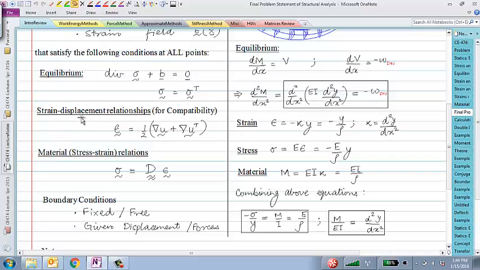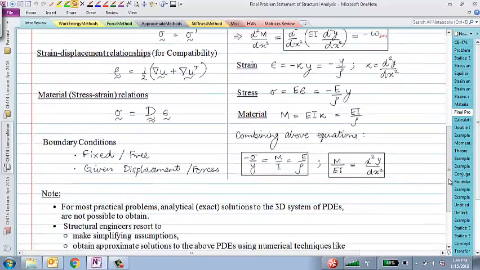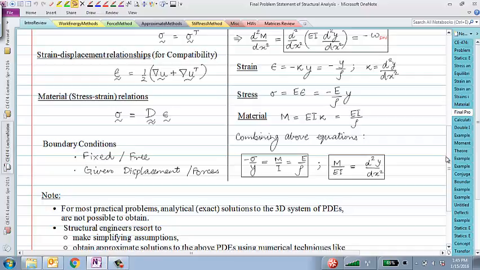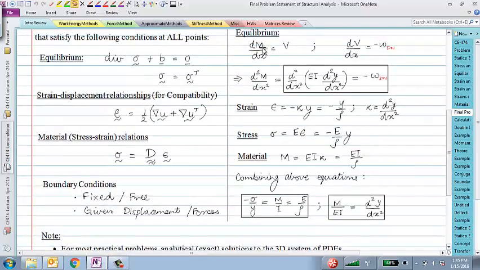In addition to that, we are using exactly the same concepts to solve any structure. Strain displacement relationships for 3D materials are again complicated, but for our case, we defined curvature as d squared y over dx squared. Material relationships were again complicated in 3D cases, but in our case, we are saying for beams, we'll relate bending moment with curvature using EI. That's the simple relationship for material behavior that we are using. And if you combine all of these relationships of equilibrium, strain, stress, and material, you can express those relationships very nicely in this form. How many of you have seen this form before?